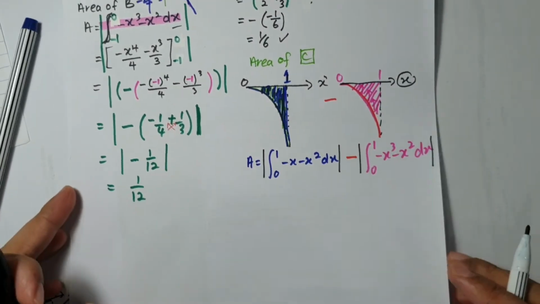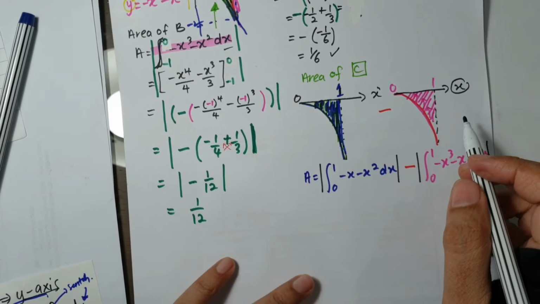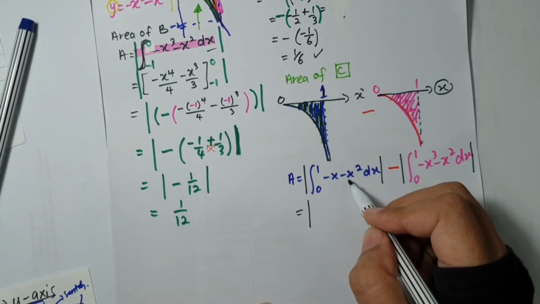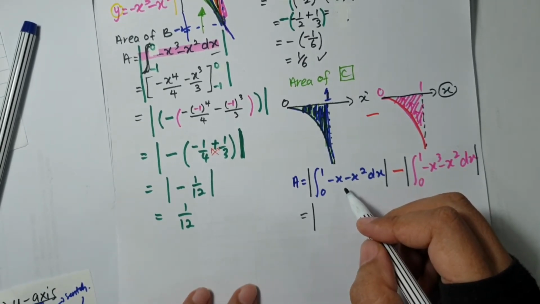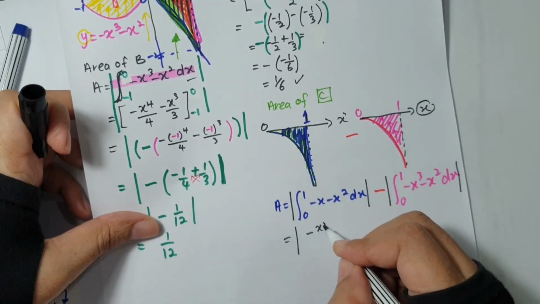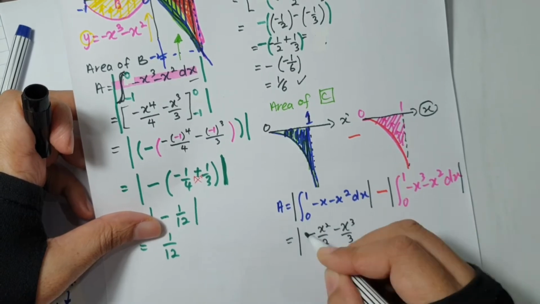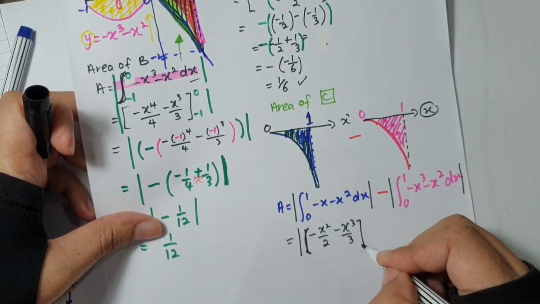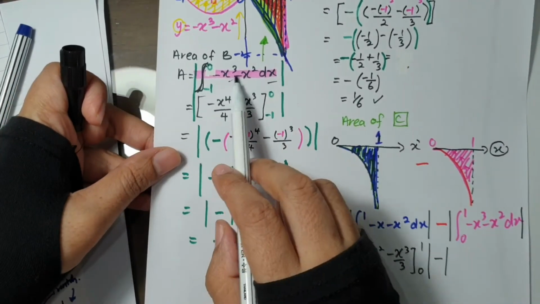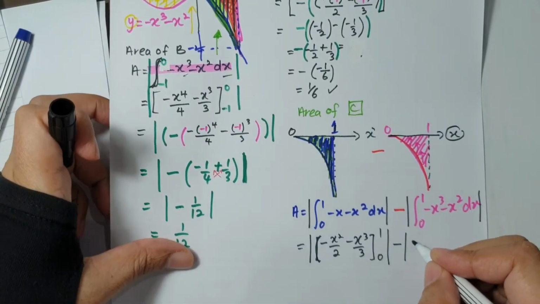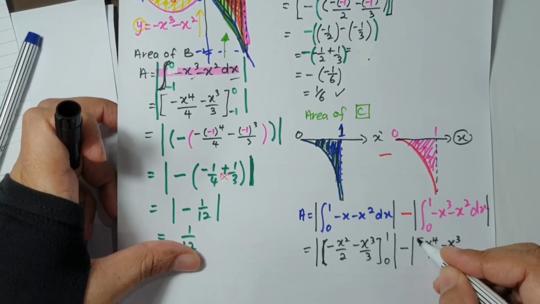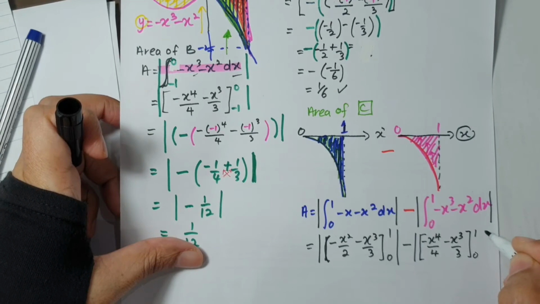Okay, why put modulus? Because both area is below the x-axis. Okay, and actually kita dah buat pun integration dia. Tadi kita buat kat sini kan. Ini dah buat. Okay, I copy je lah. Negative x squared over 2 minus x cubed over 3. Okay, it is from 0 to 1. Minus dengan ini pun sama tadi dah buat dah. This one. So kita salin. Negative x4 over 4 minus x cubed over 3. Okay, the limit is 0 to 1.